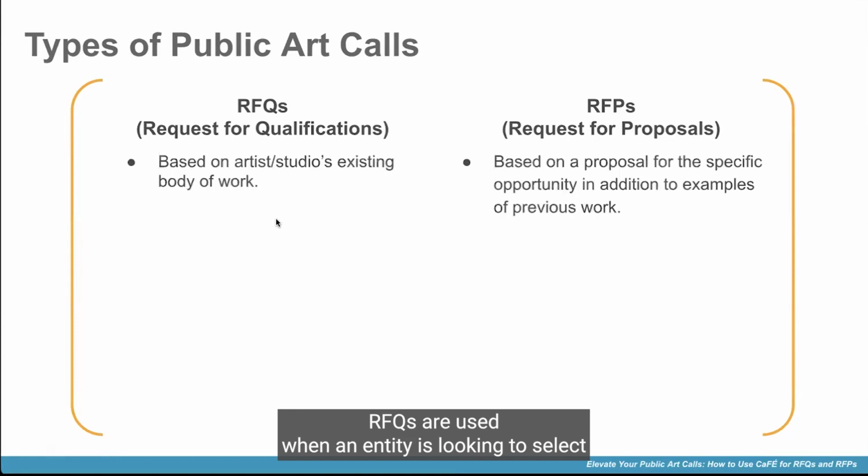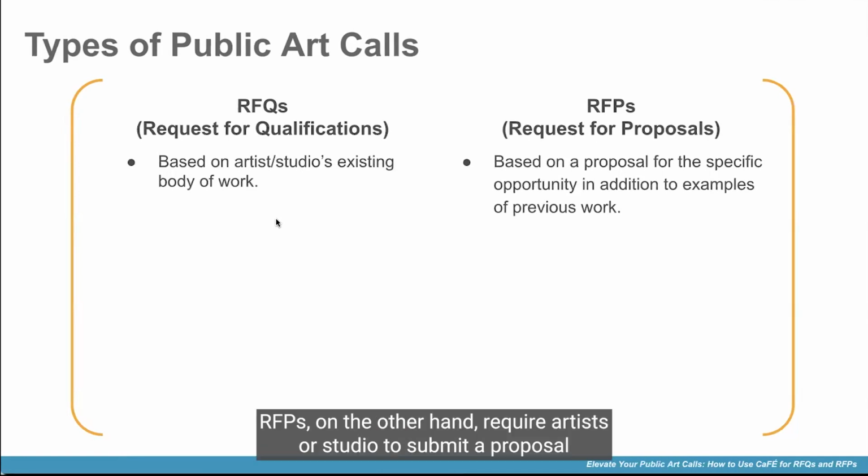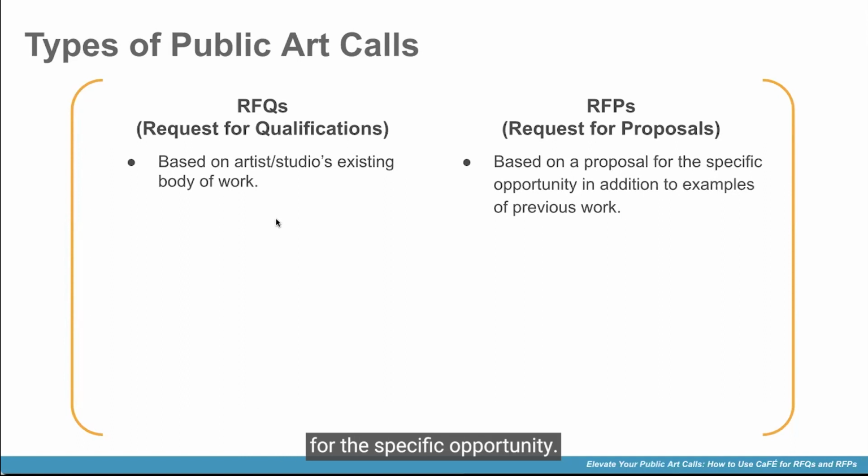RFQs are used when an entity is looking to select an artist based on their or their studio's body of existing work. RFPs, on the other hand, require artists or studios to submit a proposal for the specific opportunity, in addition sometimes to examples of their previous work.